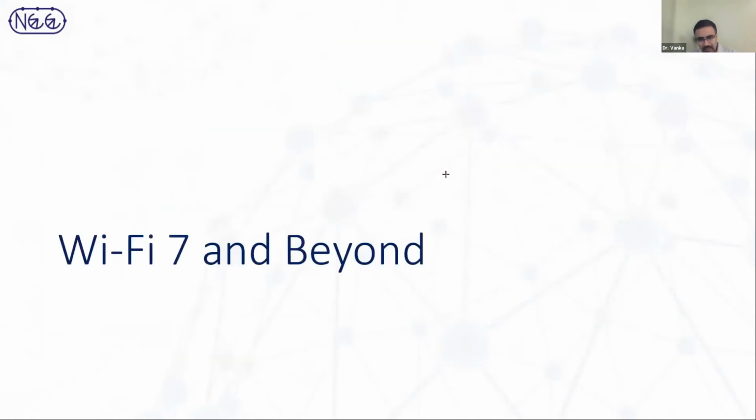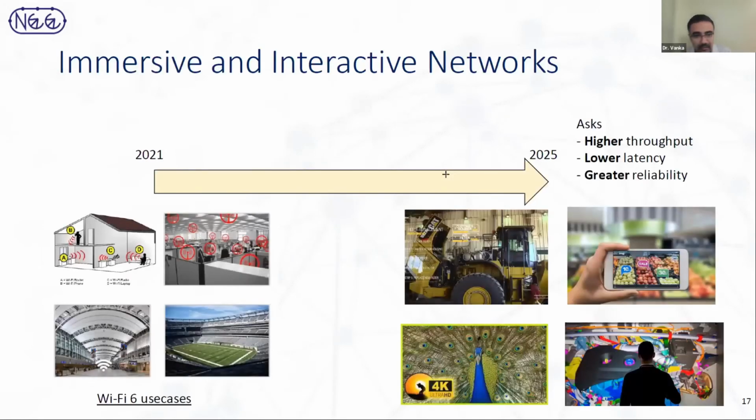So that kind of sets the stage to what can be done beyond Wi-Fi 6, right? So if we see today, a lot of Wi-Fi 6 use cases are connected with very large deployments. So if you look at a large office or a large stadium or a large railway station, you will see a lot of Wi-Fi deployments, and that is the use case that Wi-Fi 6 was meant to solve, right?